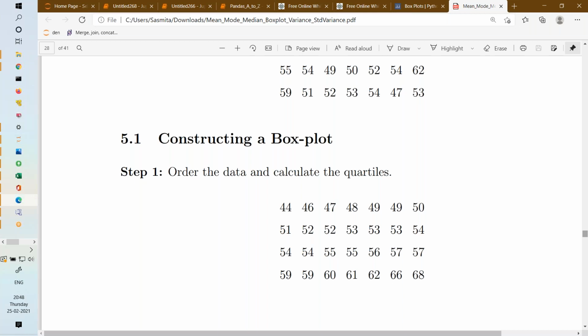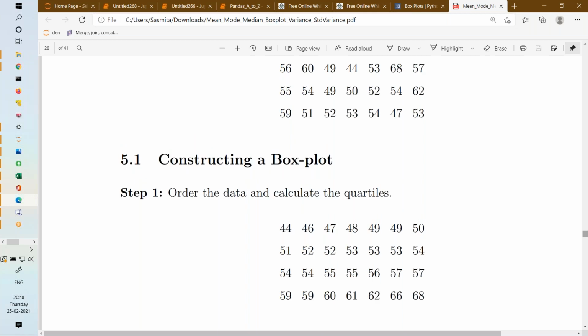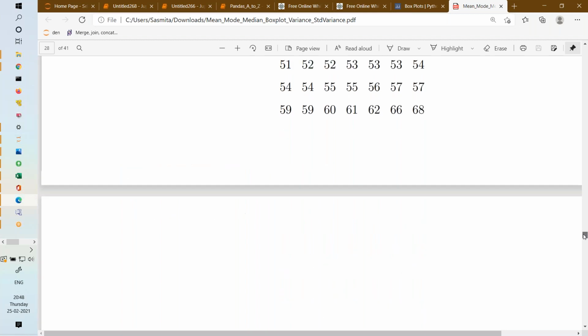So let me remove these 2 points, 66, 68. Now can you tell me after removing 66 and 68, what is the maximum point? What is the maximum? 62. So that point I will join, that line will join to 62. In the lower side 44. So minimum is 44, maximum is 62. Now if you see this, you can understand.